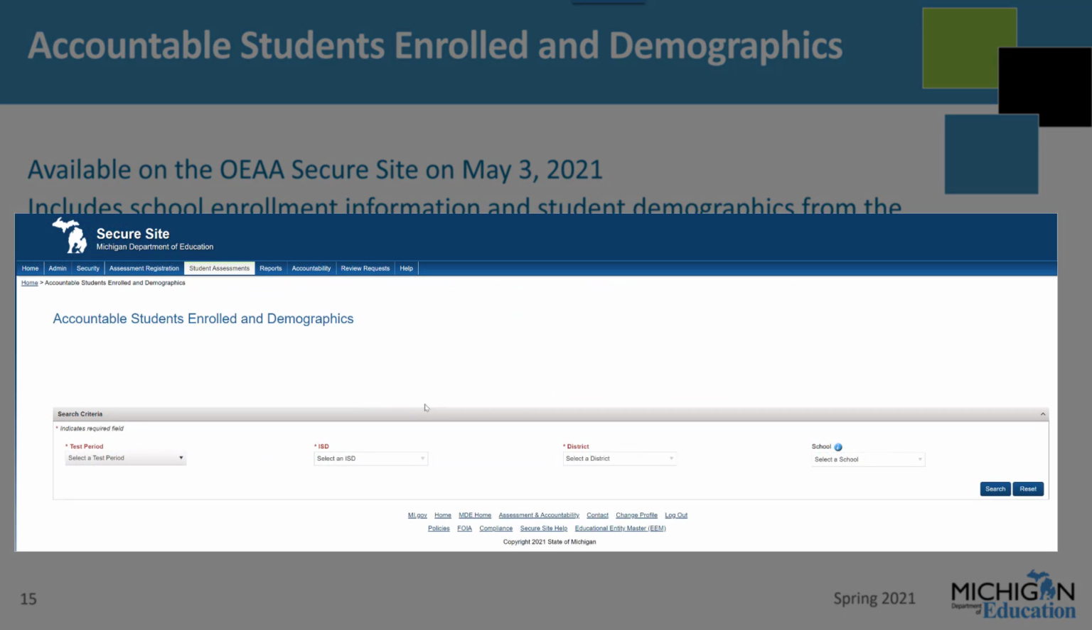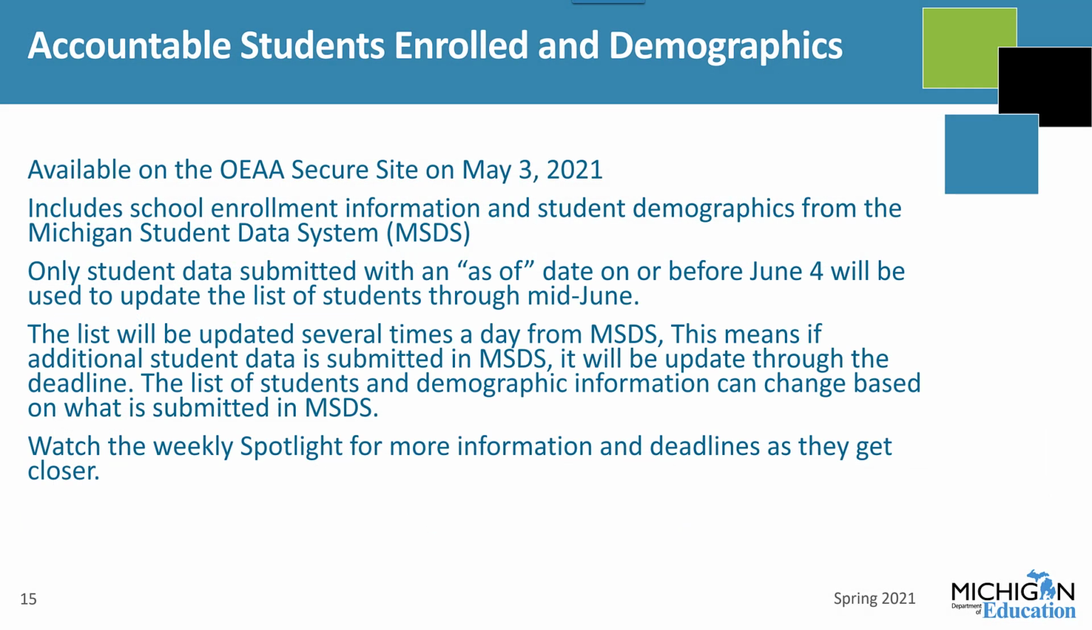You need to go to the Accountable Students Enrolled and Demographics page to verify that the names and information are correct. This happens beginning May 3rd. Make sure you keep an eye on the Spotlight. We will post detailed information there when these tasks need to be done. The data on this screen comes from the Michigan Student Data System, or MSDS. Remember, the students listed here will be included in accountability calculations, so it's important that you verify the information. Student demographics will be used in assessment and accountability reporting.